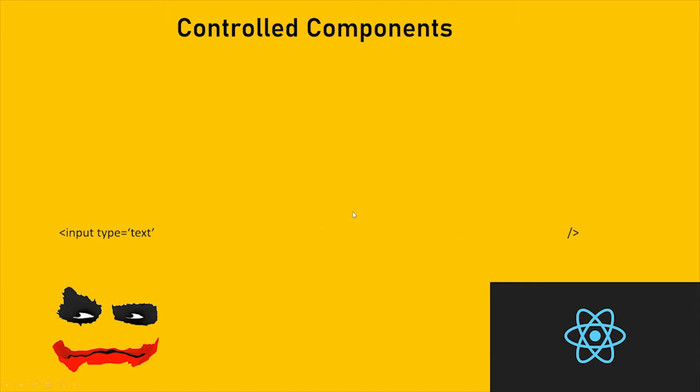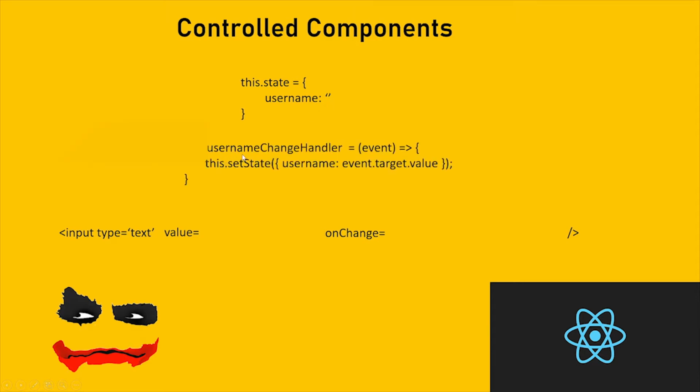So let's consider an input element with type text. This input can have a value, and this value can be changed by an onChange event. After that we have the state, with a property called username, which is equal to an empty string, and we need a username change handler function that will set state and change the username inside the state. After that we are assigning the value to this.state.username.